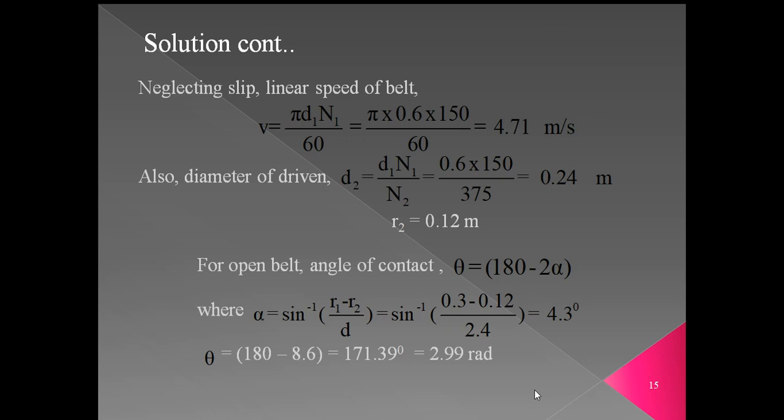So here the diameter of the driven pulley is D2: from the velocity ratio equation D1 by D2 equal to N2 by N1, D2 equal to D1 N1 by N2. So that is equal to 0.6 into 150 by 375. So then it is 0.24 meters is the diameter of the driven pulley, that is R2 equal to 0.12 meters.